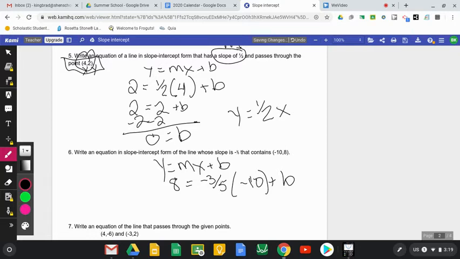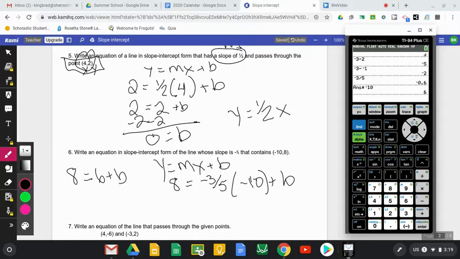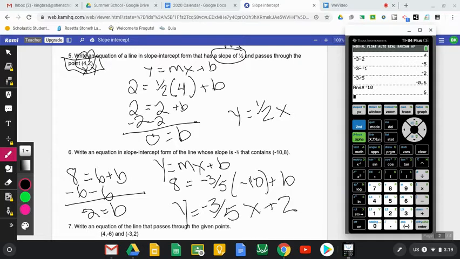So now I multiply these. So let's see. -3 divided by 5 times -10. So that's 6. So I have 8 equals 6 plus b. How do I get b alone? Subtract 6. So that's 2 is b. So now I just got to rewrite the equation, and that's y equals -3/5 x plus 2.